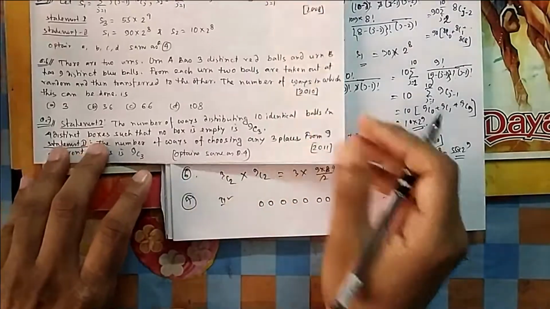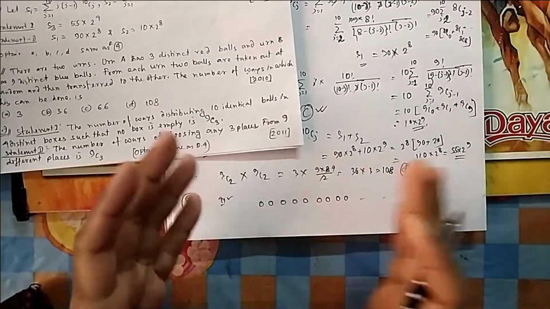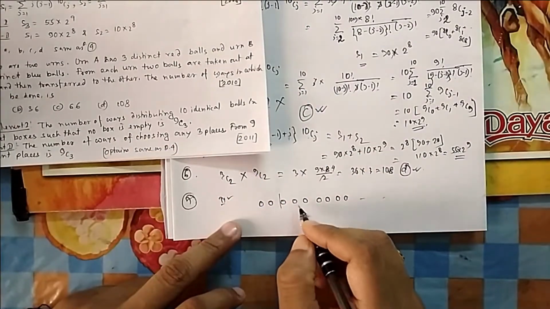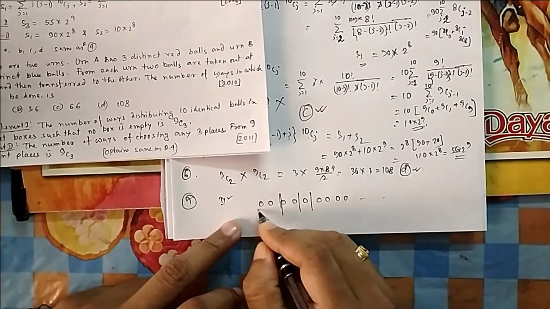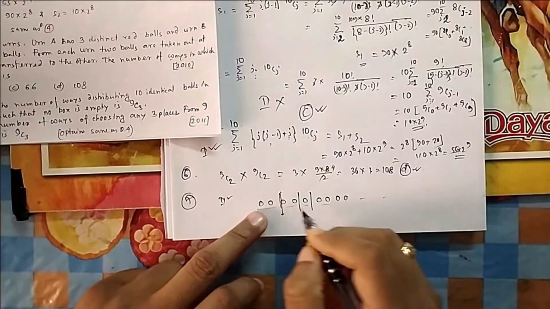You have to distribute in 4 distinct boxes. 4 parts means you have to put 3 sticks. If there are 3 sticks, then 1 part, 2 part, 3, 4. So you have 3 sticks and 10 balls.